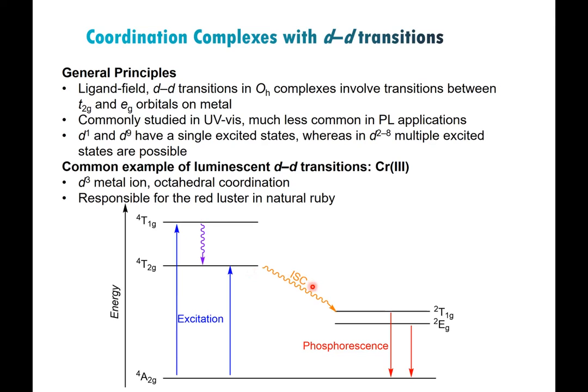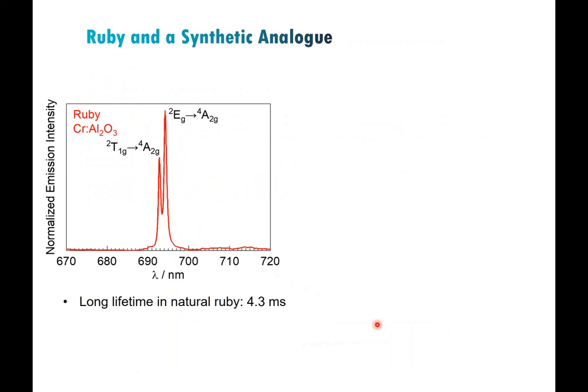You get intersystem crossing down to two closely spaced doublet states, doublet T1g and doublet Eg, that are much lower in energy. And then you'll observe that red phosphorescence that comes from ruby, which is the decay back to the ground state from really both of these doublet states. As you'll see, there's two closely spaced emission bands, one for each of these. So it's not vibronic structure in this case, it's actually two different electronic states that are really close to each other. So here's what the photoluminescence of ruby looks like.